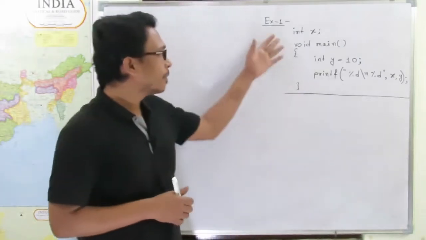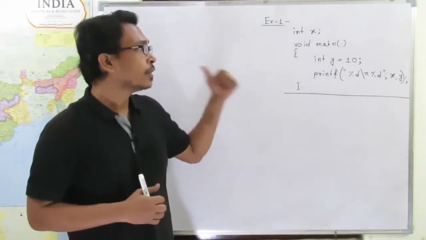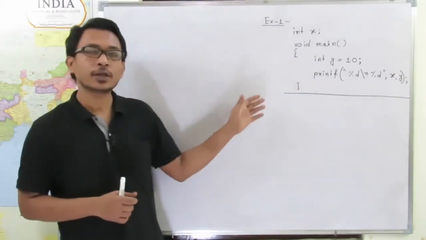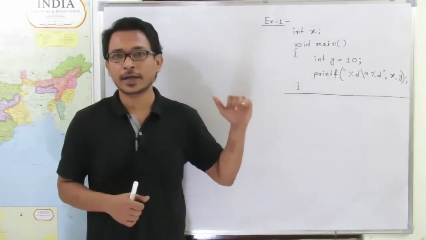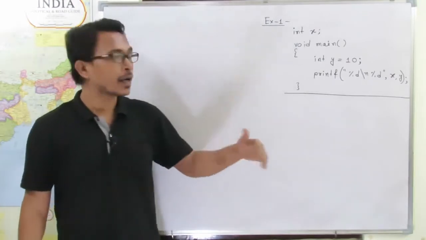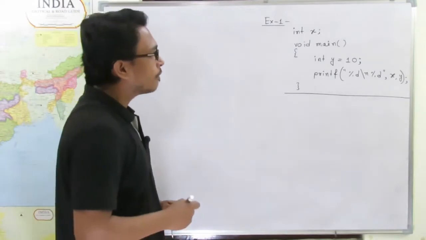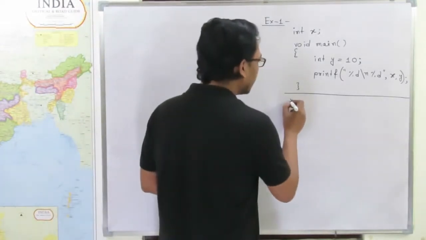We have a given program. Now we need to know how the system will allocate memory for the variables used in this particular program and how the system will work with this program. So let's start now. First of all, we need to observe something.